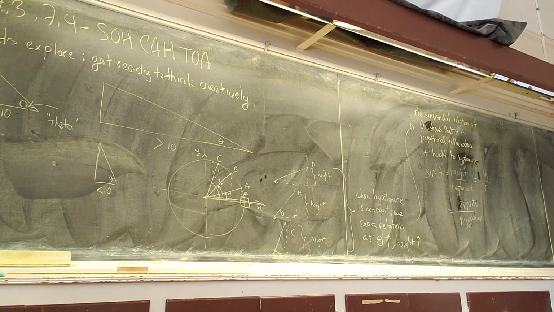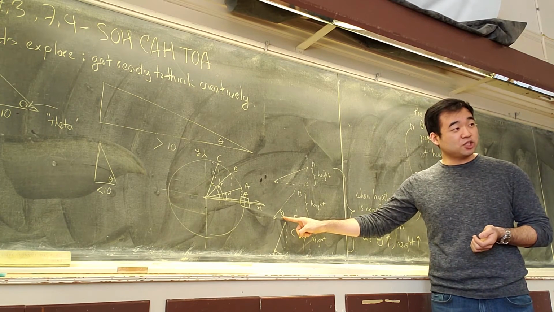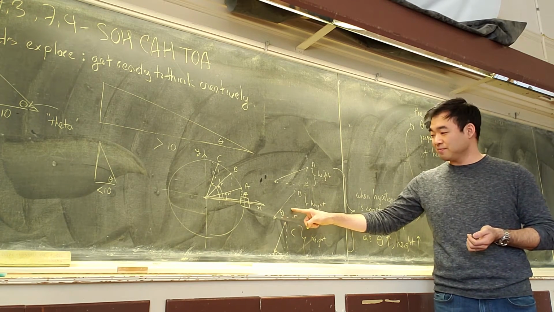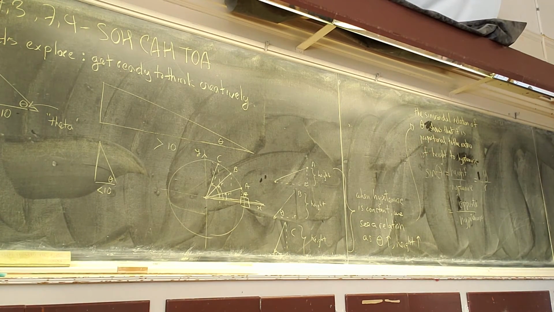Wait, which side is the opposite side? Furthest from the angle in question. So if this is the hypotenuse, and this is the angle in question, what's the furthest side? The height. This one. Okay. And you'll get to see an example of that very soon. So, anyone here see the relationship between what I just wrote and that acronym? Yeah. SOH? Yep. Sine is opposite over hypotenuse.